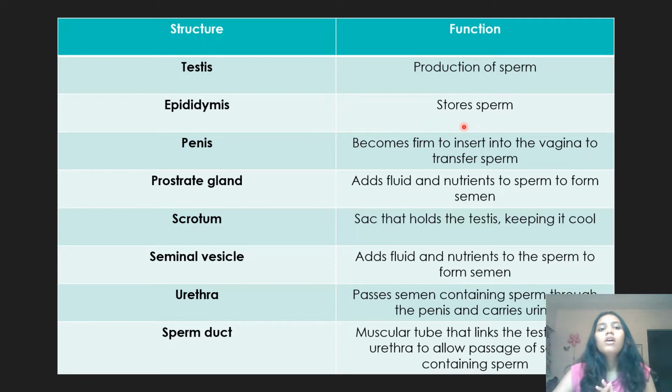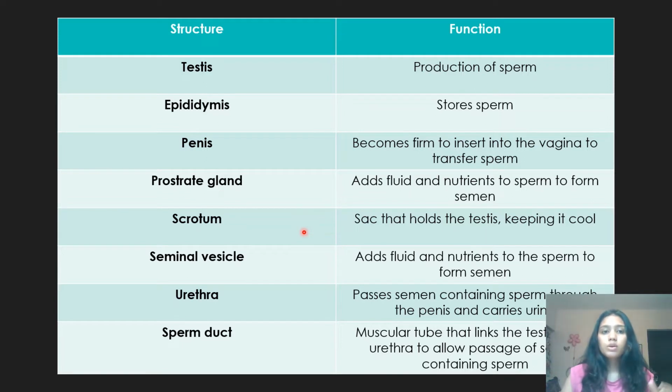Then after that you have the prostate gland, which is right below the bladder. Remember, prostate gland below the bladder, epididymis over testis. The prostate gland adds fluids and nutrients to the sperm to form semen. Semen is basically a fluid that is ejaculated into the vagina, and the sperm is found in this fluid, that is semen. The scrotum, as we've already discussed, is a sac that holds the testis and keeps it cool, so it keeps it at a different temperature from the body.